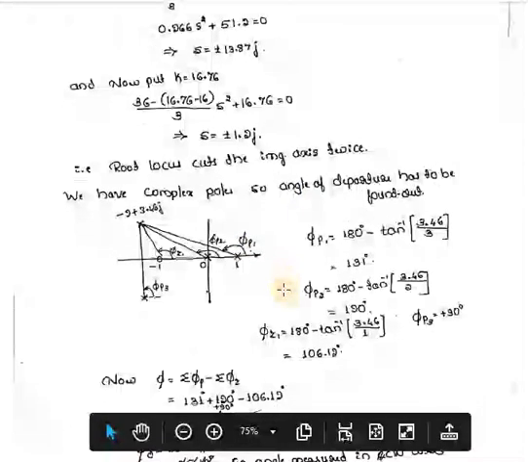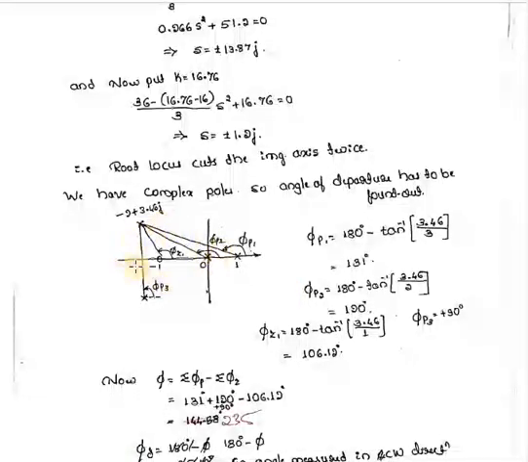Now there is a complex pole. You need to identify the angle of departure. For that, first you mark the poles and zeros. Take this one as the reference pole. To this pole, join all the poles P and Z with a straight line.